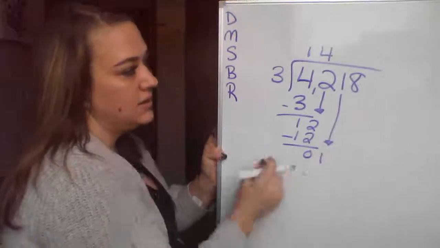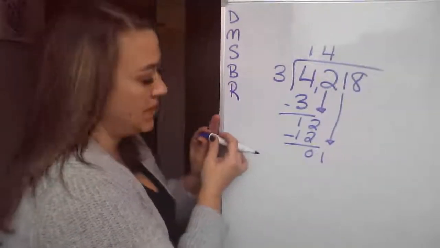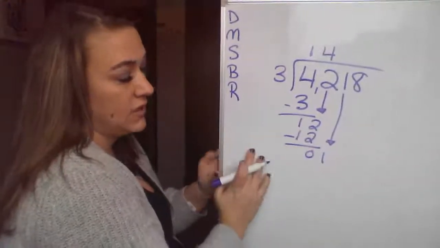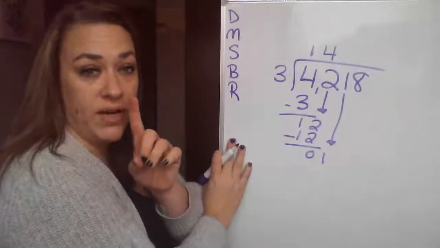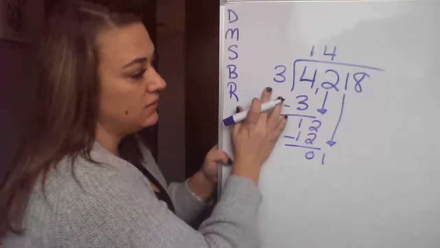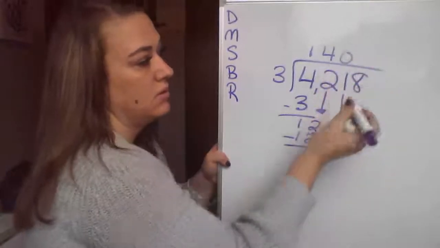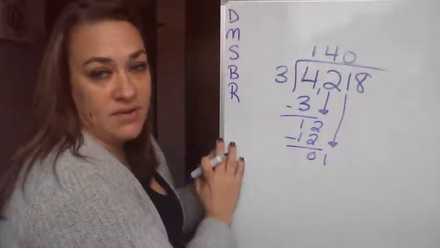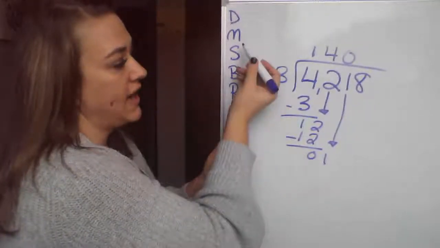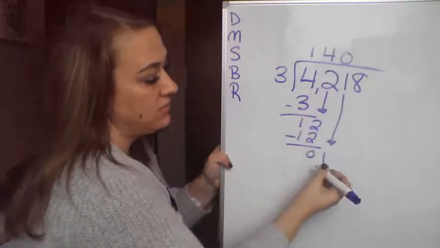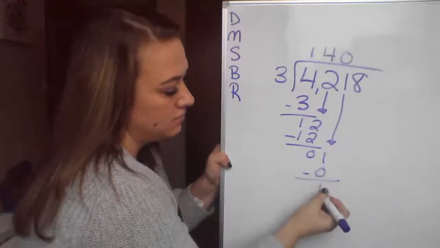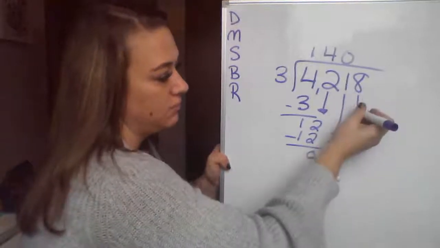This is where that 0 in my quotient is going to come in. So 1 divided by 3. If I have 1, can I make a group of 3? No, I can't. So 1 divided by 3 is 0. I can't make a group of 3. I can make 0 groups of 3. And then I just do my same steps. I multiply. 3 times 0 is 0. Subtract. Bring down.